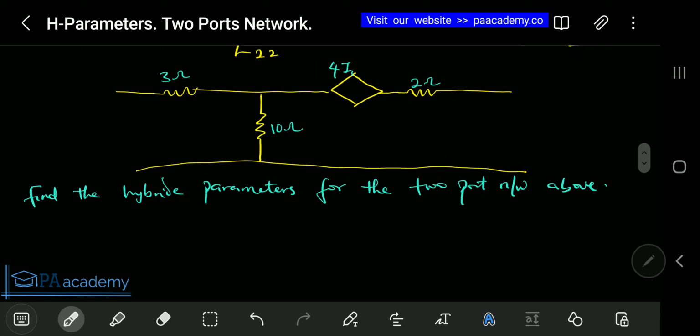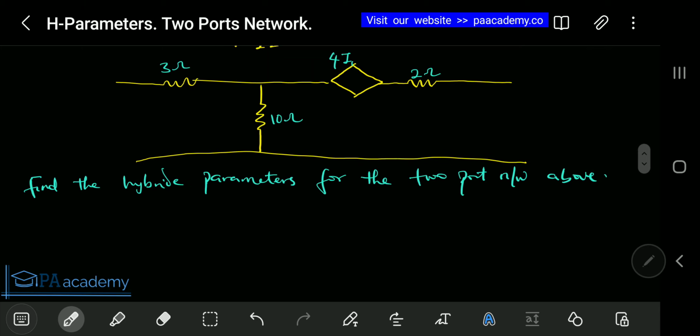So with that, now let's go into the example that we're going to be looking at in this video. Okay, so it says we should find the hybrid parameters for the two-port network above. So this is the network above. This diagram that you are seeing here is a typical question that you're going to see under H parameters. So now let's see how to solve it.